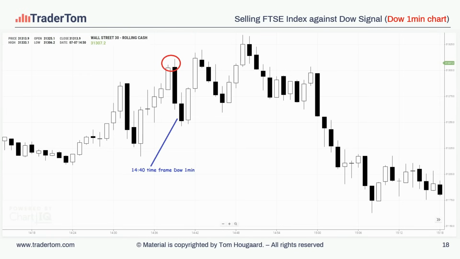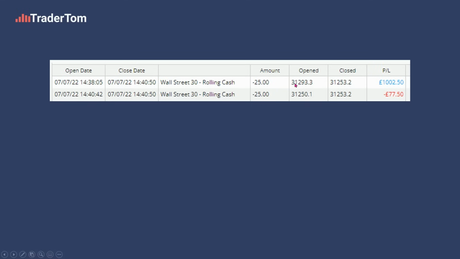So what you're now seeing is the 1-minute chart of the Dow Jones index, but I have executed the weakness in the FTSE index. I notice the Dow making a double top high, and then it goes above the prior bar's high, and then it reverses back down again. And I start shorting down here. So you'll see here that I execute a trade at 31,293, and I actually managed to run that position a fair while to produce a £1,000 profit on a £25 position, which is about 40 points.